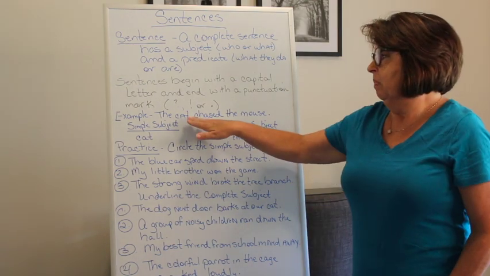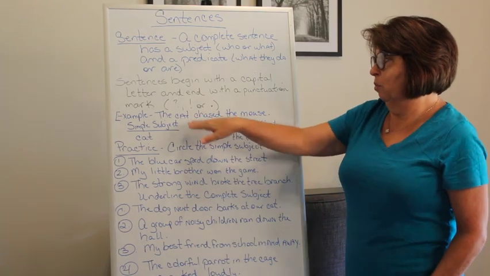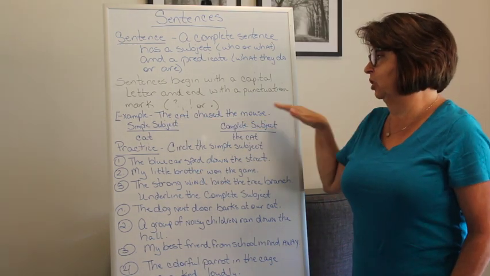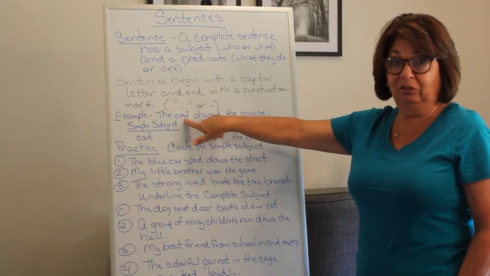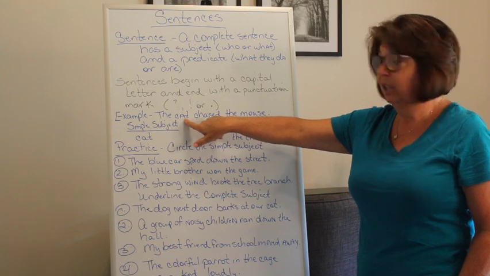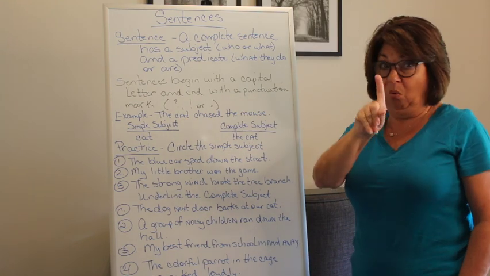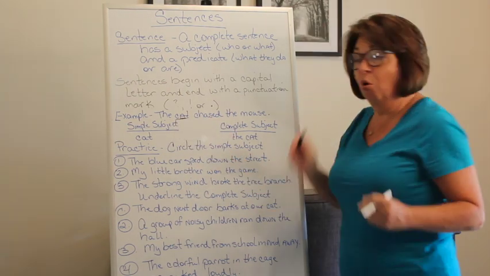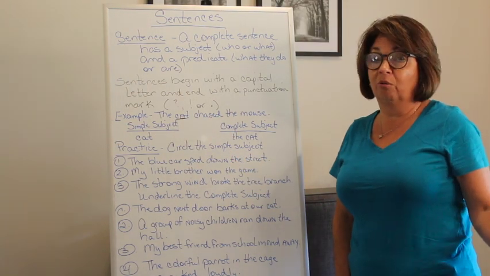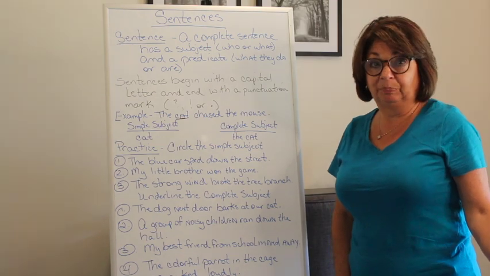All right, let's pare this down a little more. In this sentence, the cat chased the mouse, we said that the subject is cat because that's who the sentence is about. So our simple subject, just a one-word subject, is going to be cat. That's our simple subject. It only lists the noun or pronoun that the sentence is about.